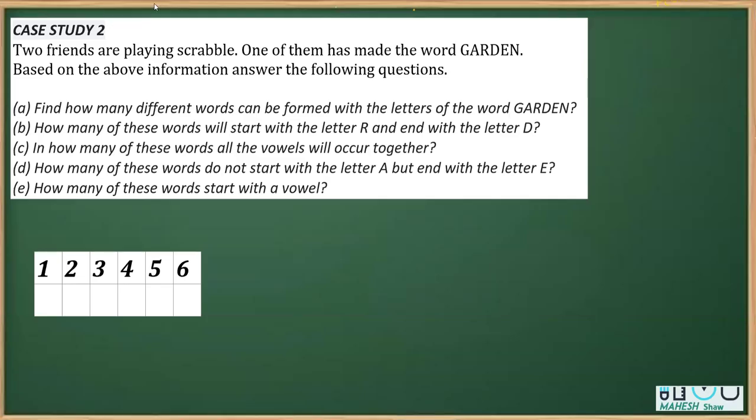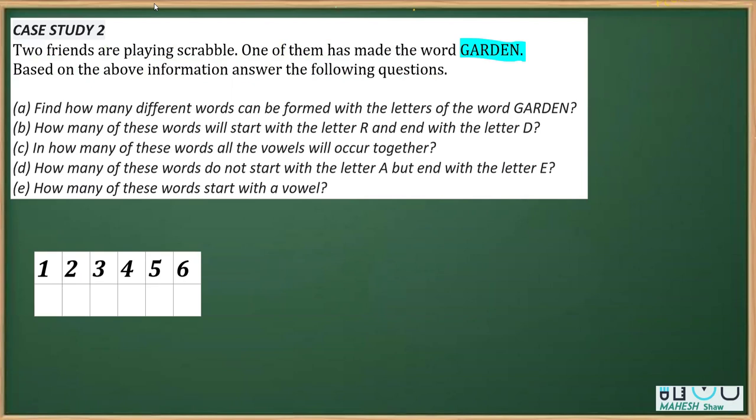In this case study question, the question says two friends are playing Scribble. One of them has made the word garden. Based on the information, you have to answer the following question. So the word here is garden.